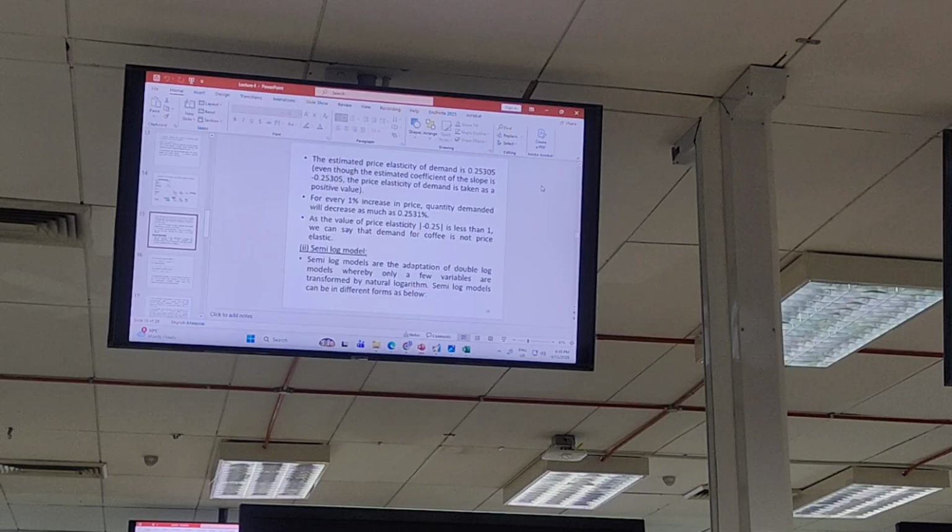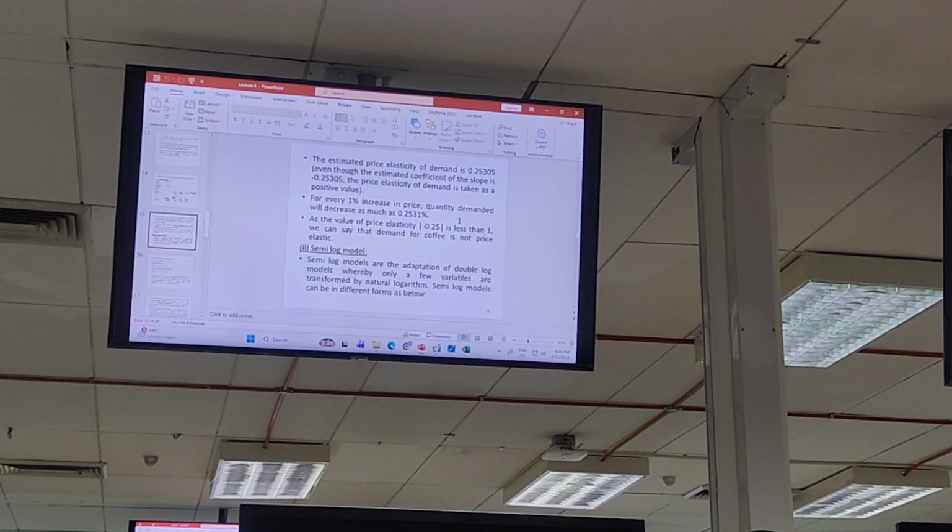The estimated price elasticity of demand is 0.25305. Even though the estimated slope coefficient is a negative value, meaning that when the price increases, the demand will reduce, the price elasticity of demand is taken as a positive value. Normally we just take the value itself. So for every 1% increase in price, quantity demanded will change by this much. You do not mention how many cups, you just mention percent. When the price increases 1%, by how many percent will the demand reduce or increase? In this case, the demand reduces by 0.2531%.